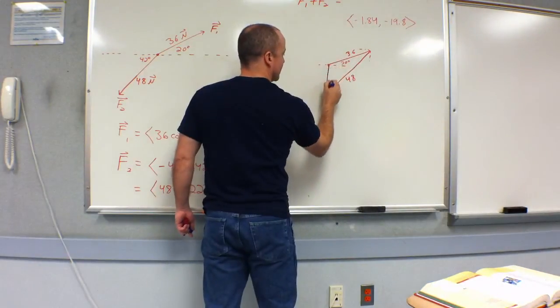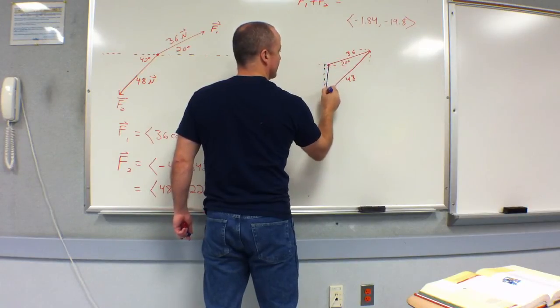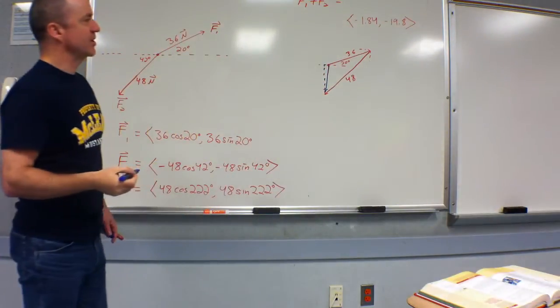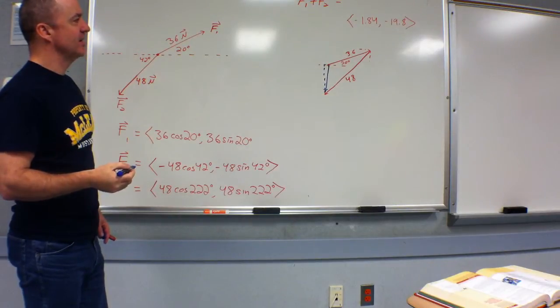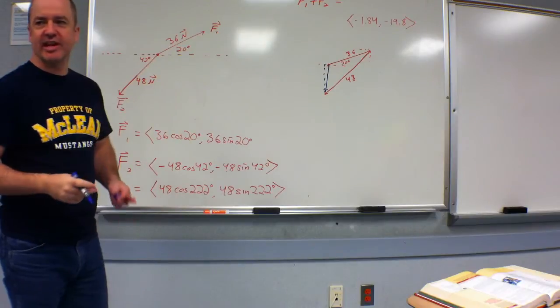And does this resultant vector look like you could get it by going a little bit to the left and then a little bit more down? Yeah, that looks reasonable. So negative 1.84, negative 19.8 looks reasonable to me, but I didn't pull out a ruler and check the scale.